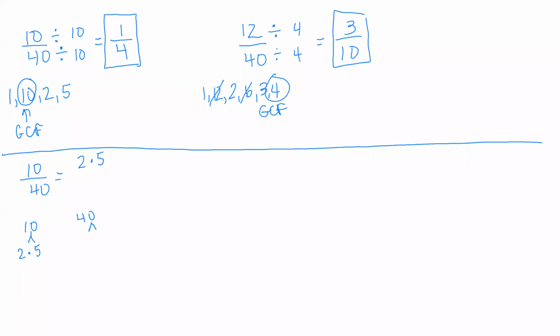Now 40, there are a couple of different ways you could get the factorization of 40. For this one, let's just say we use 4 and 10. Neither of those are prime, so I'm going to keep going. 4 could be written as 2 times 2. 10 could be written as 2 times 5. All of those factors are prime, so I'm going to write that out.